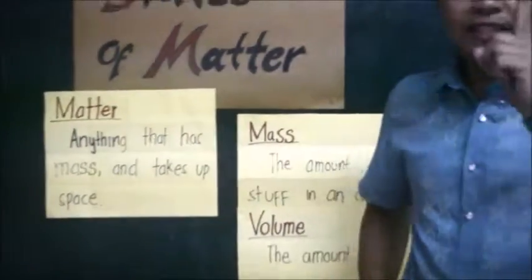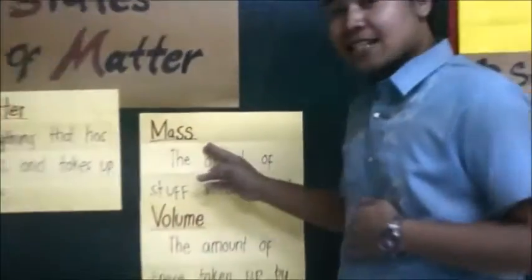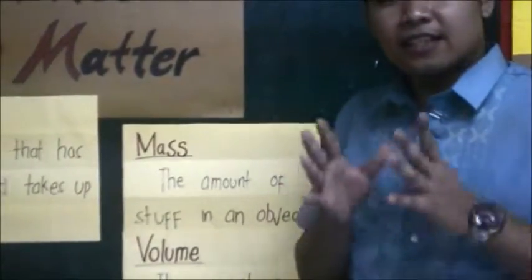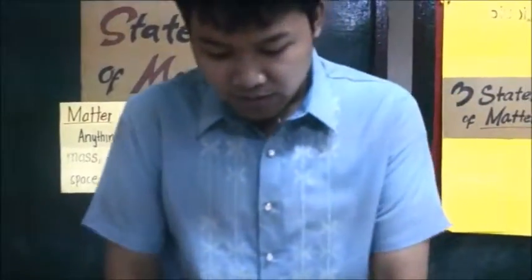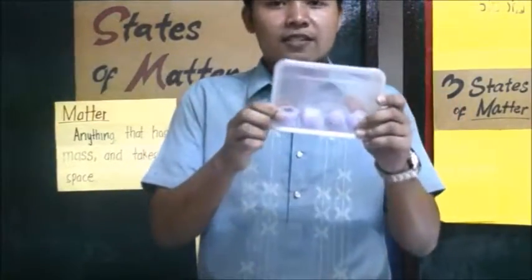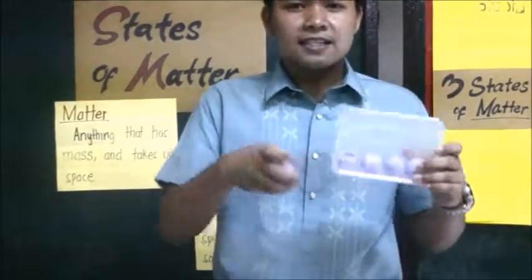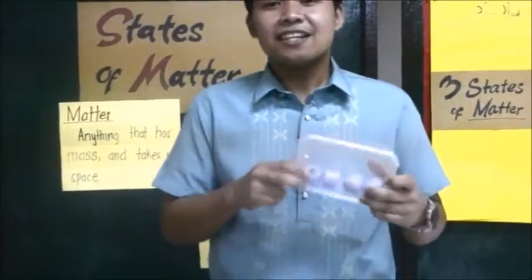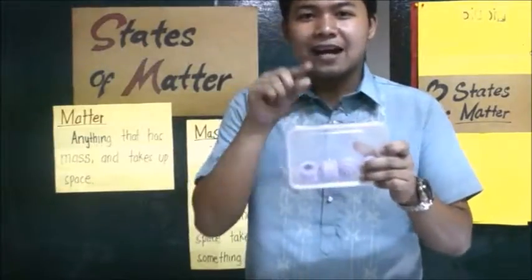So the first thing to consider in matter, it has a mass. Mass is the amount of stuff or things in an object. For example, I have here the candles and the box. The stuff inside the box is the candles. So the amount of candles inside the box pertains to the mass of an object, the box.